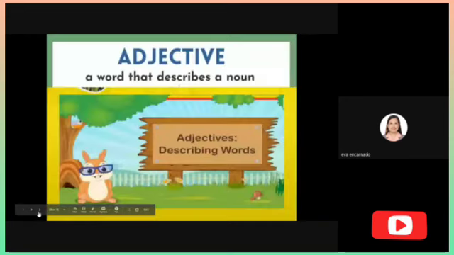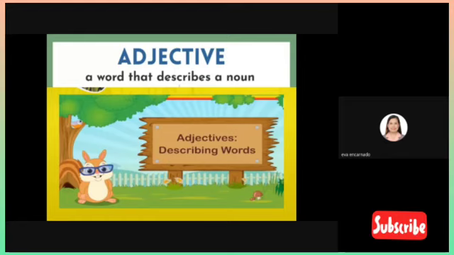Okay, next. So now we can define what an adjective is. Adjective, a word that describes a noun. Adjectives are words that describe a noun or a pronoun. So in short, adjectives are describing words. They modify the noun. They give more information about a noun.